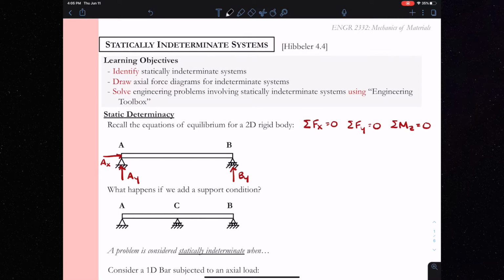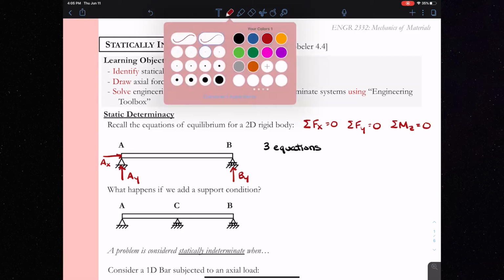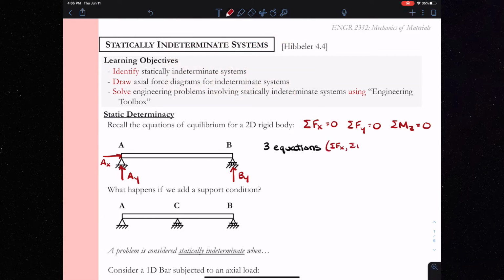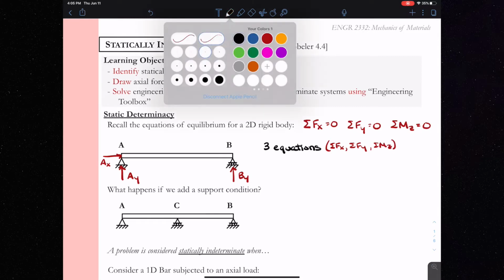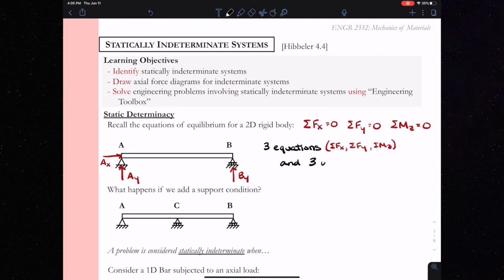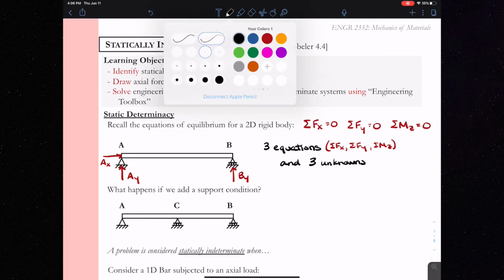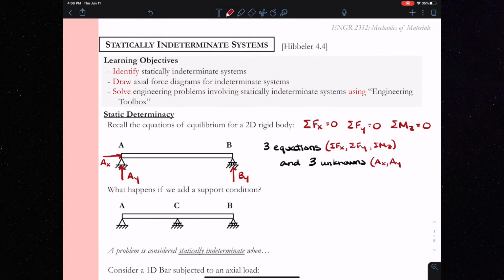Now, being the learned mathematicians that I know you are, you would say, okay, I have 3 equations of equilibrium, and I have 3 unknown variables, Ax, Ay, and By. I know if I have 3 linearly independent equations and 3 variables, then mathematically I'm able to solve for all my unknown variables. Therefore, we would say that this rigid body is statically determinate because we are able to determine all of the variables using our 3 equations of equilibrium that we learned in statics.